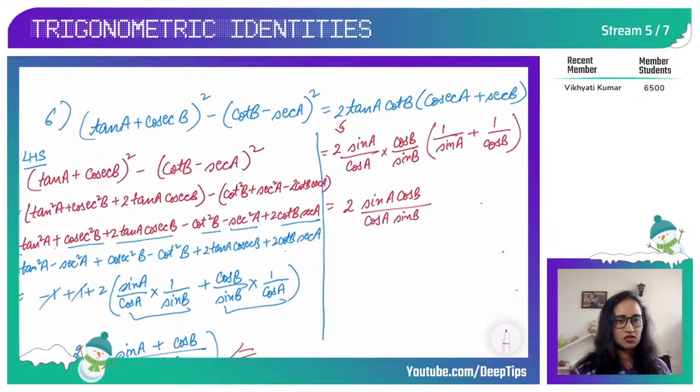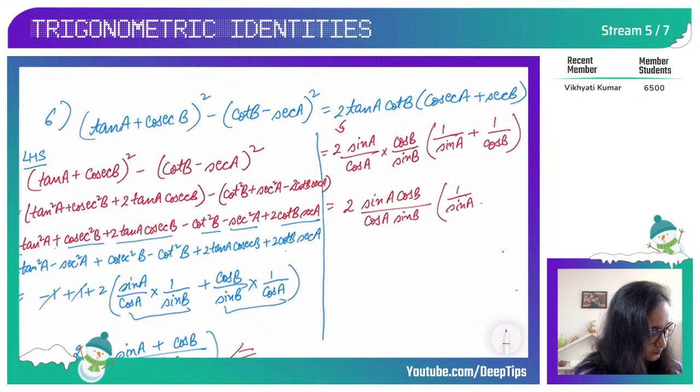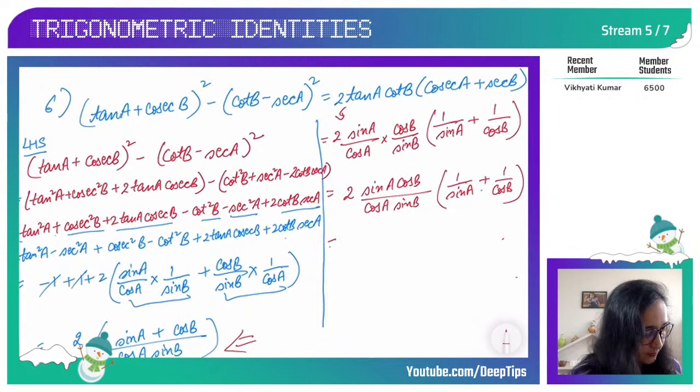This is just an expression here. But here what do I have? I have 1 by sin A plus 1 by cos B. If I take this sin A cos B upon cos A sin B inside, then there are chances of cancelling something. Correct? So let's write this 1 by sin A plus 1 by cos B as it is. Now in the next step I am keeping my 2 out, but I am taking this inside: sin A cos B upon cos A sin B.